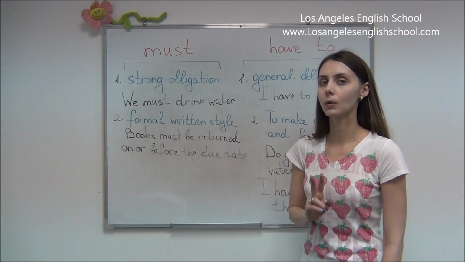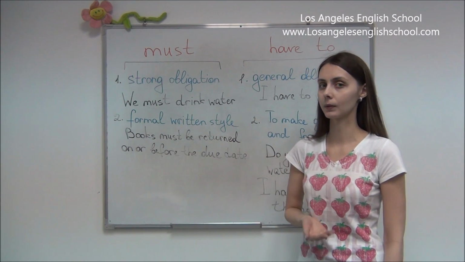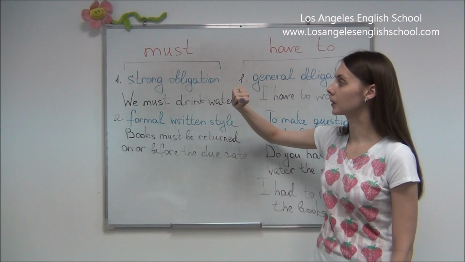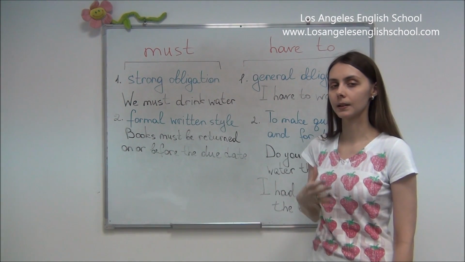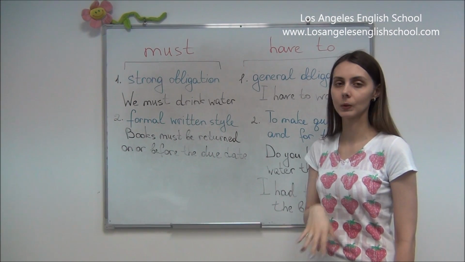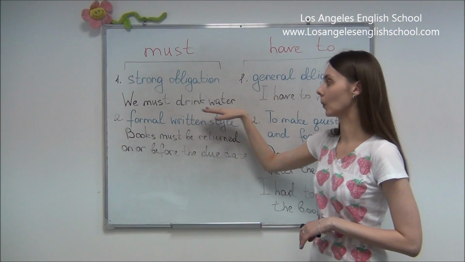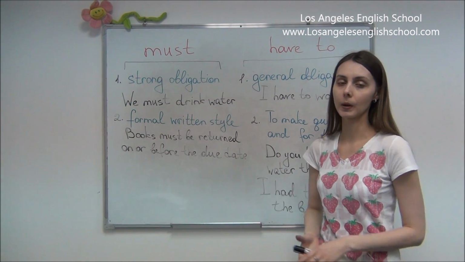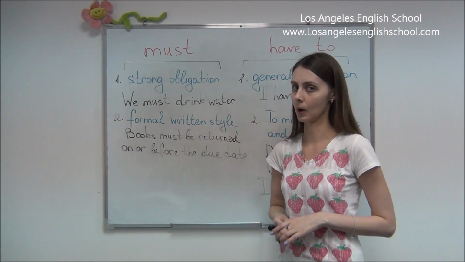Actually, these two verbs are very similar, but there are some differences which you have to know. First, we use must to express a strong obligation. It is something that is very important to do and we have no choice. For example, we must drink water. We have no choice, we must eat, we must do something, and it's very essential for us.